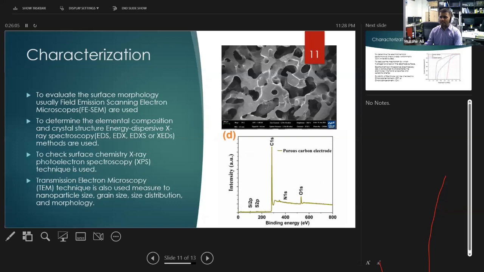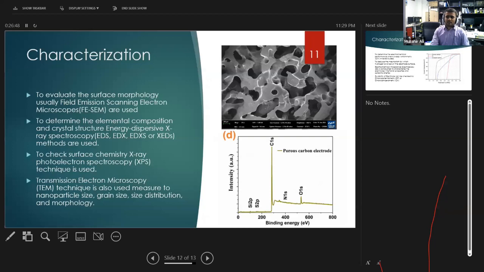So by using XPS analysis, we can check the surface chemistry, as the hydrogen evolution reaction is also a surface phenomenon. There's another technique to check the nanoparticle size, grain size, size distribution, and morphology of our electrode, which is transmission electron microscopy. All these techniques use electron beams to check the surface morphology, composition, and other things. So by using these techniques, we can easily check our electrode properties.